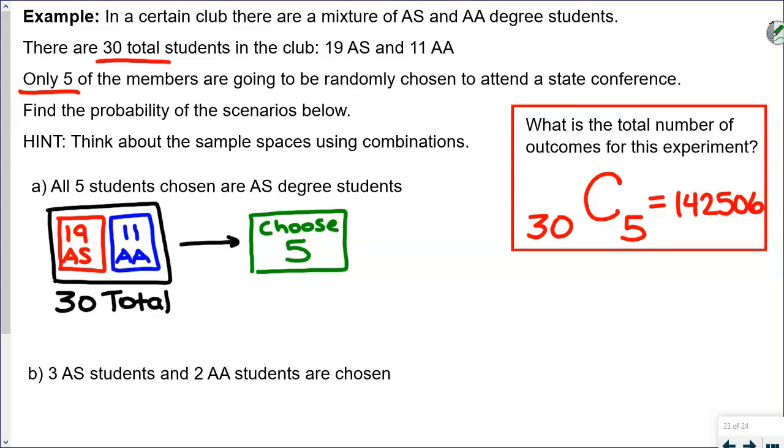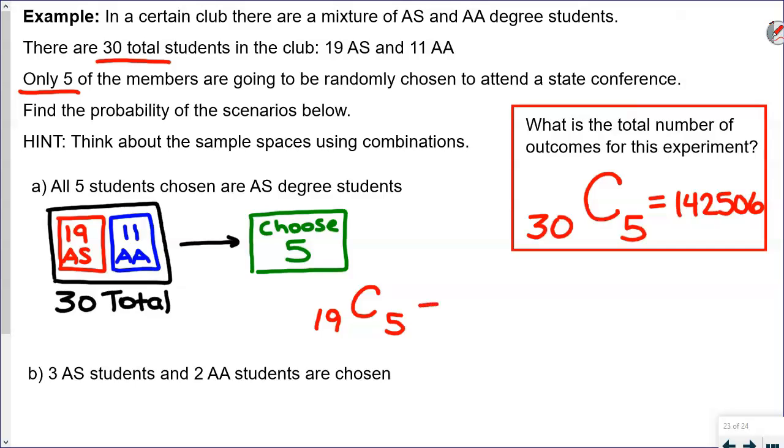We've already figured out how many total ways this can happen, but we want to then find out what's the probability that all 5 of the students chosen are AS degree students. So then we would just be looking at our AS group, right? So how many total AS students are there? There's 19 total AS students, and we're going to choose 5 of them. And then if we choose all 5 of them from AS students, we're not going to choose any AA students, right? Because all 5 are going to be AS, so we don't have to worry about the AA.